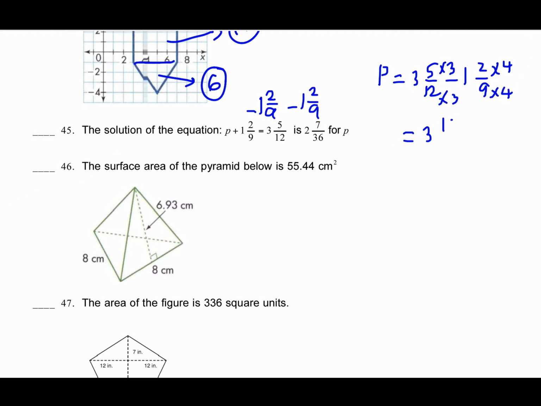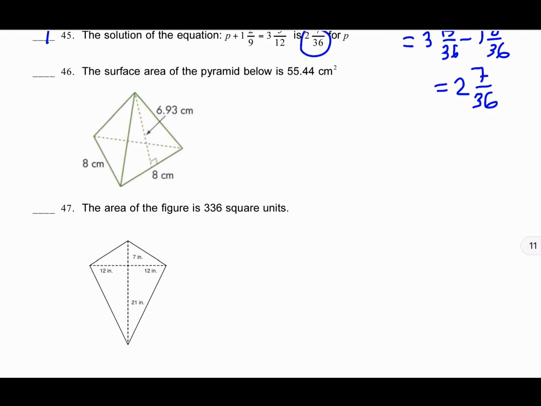So now it would be 3 and 15 over 36 minus 1 and 8 over 36. So the answer: 3 minus 1 equals 2, and 15 minus 8 equals 7 over 36. The same answer, so the answer is true.